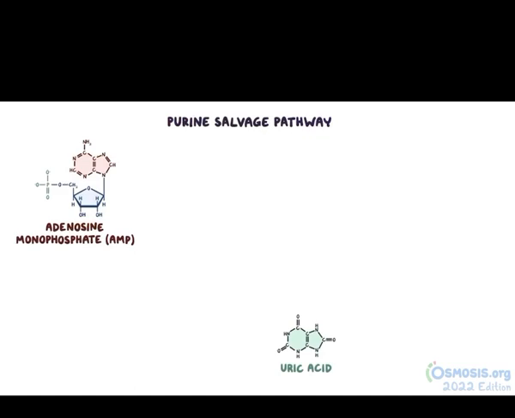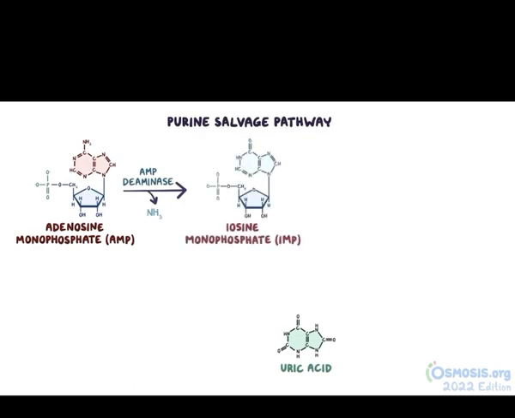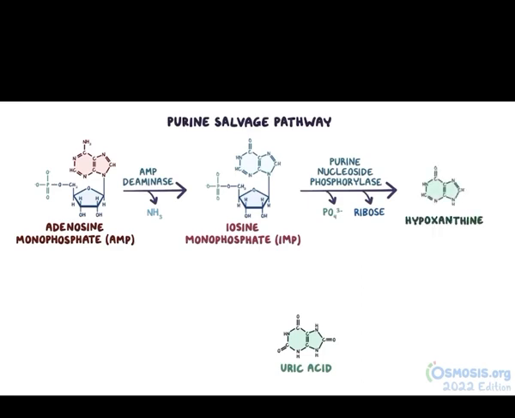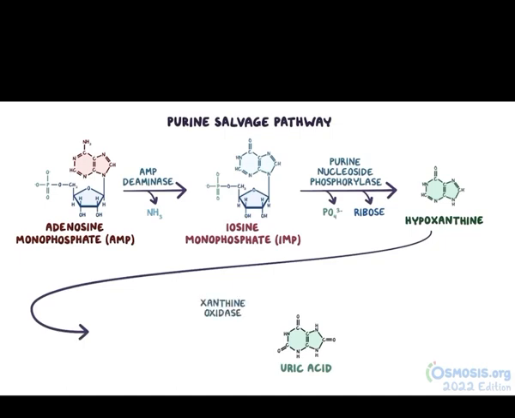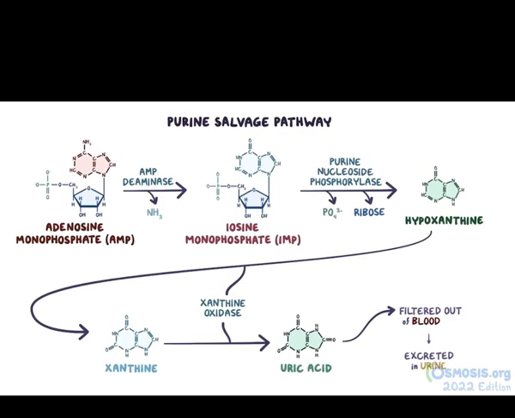On the other hand, for AMP to become uric acid, first, the enzyme AMP deaminase removes an amine group from it, turning it into IMP. Then, purine nucleoside phosphorylase comes in and removes the phosphate and the ribose from IMP, making hypoxanthine. Hypoxanthine is then oxidized twice by xanthine oxidase, first to become xanthine, and then finally to become uric acid. Uric acid can then be filtered out of the blood and excreted into the urine.